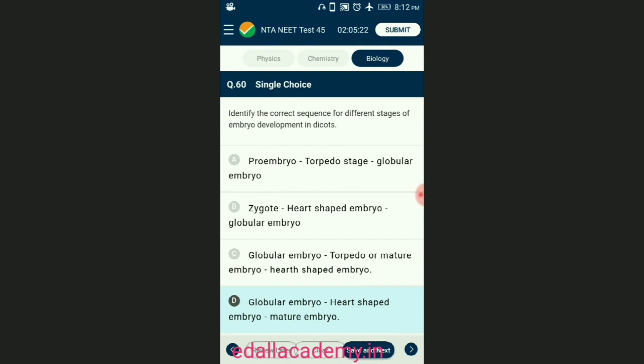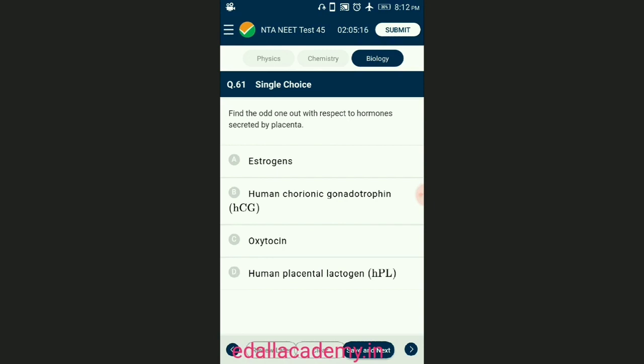Question number 61. Find the odd one out with respect to hormones secreted by placenta. HCG, HPL, estrogens and progesterone hormones are produced by placenta in woman only during pregnancy. Oxytocin is released by the maternal pituitary gland, that is neurohypophysis, at the time of childbirth due to fetal ejection reflex. Relaxin is produced by ovary only during pregnancy. So the answer for this question is option C, oxytocin.